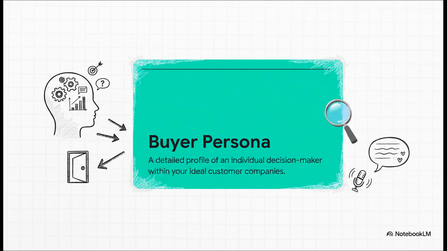If the ICP helped you find the right office building, the persona helps you find the right person at the right desk inside that building. It's about getting inside their head, understanding their goals, their pain points, and how they make decisions so you can tailor your message just for them.